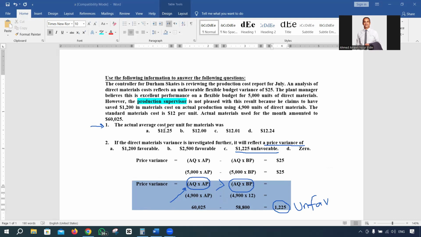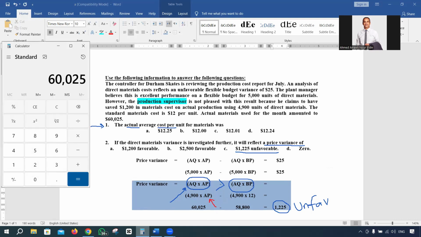He's asking for the actual cost per unit. Actual average cost per unit, we can calculate it from here. Actual price can be calculated easily by dividing 60,025 by 4,900 units. 60,025 divided by 4,900. So the actual price per unit is 12.25, which is answer A.